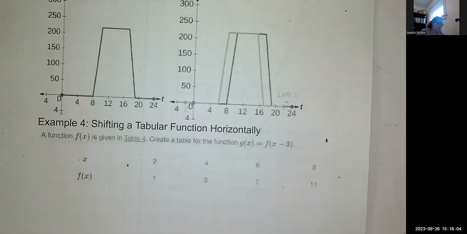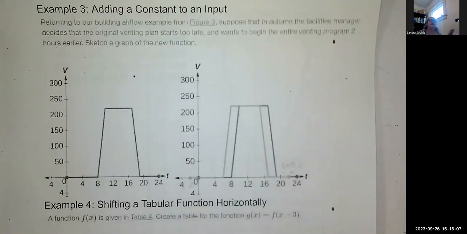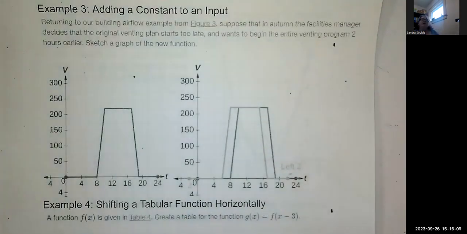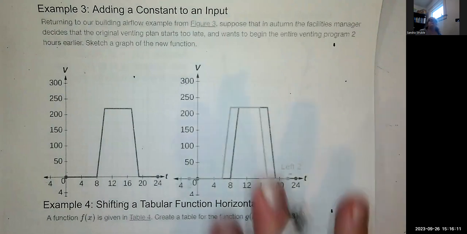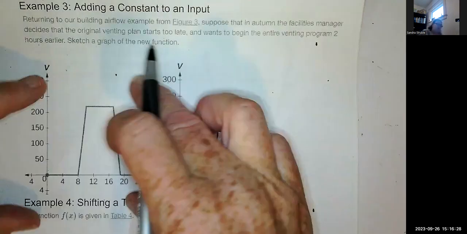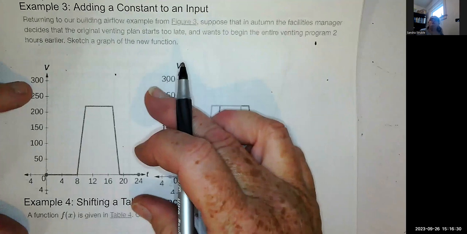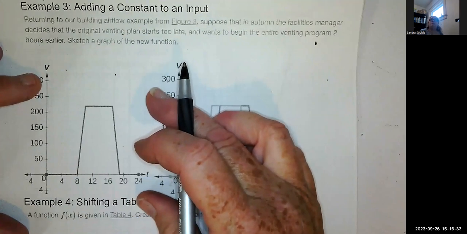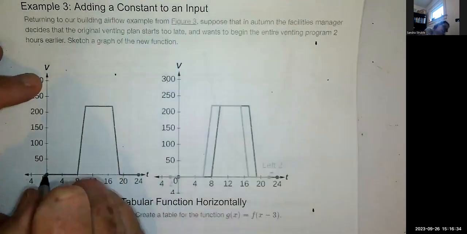All right, adding a constant to an input. So we're going back to that manufacturing warehouse where the facilities manager is now deciding that the original venting plan starts too late and wants to begin the entire venting program 2 hours earlier. Okay, and it says sketch a graph of the new function. So this is back to the original function prior to increasing the square footage.